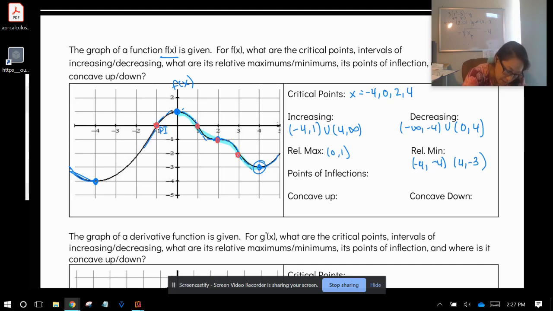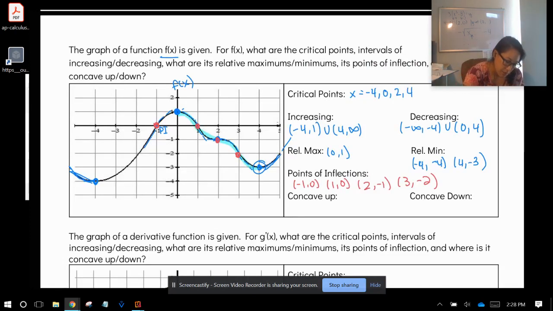And then it stays under the graph, under the curve for the rest of the time. So we have points of inflection at -1, 0, 1, 0, 2, -1, and 3, -2. The points of inflection tell me where I switch concavity.